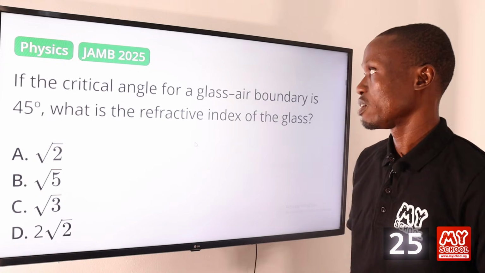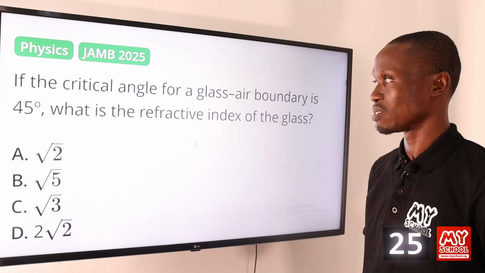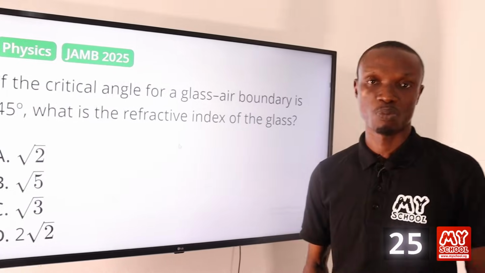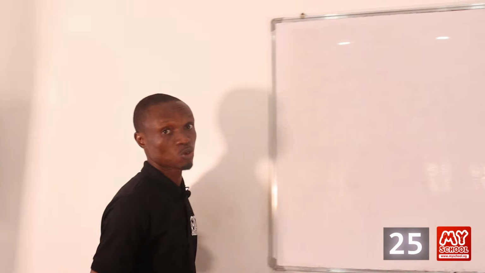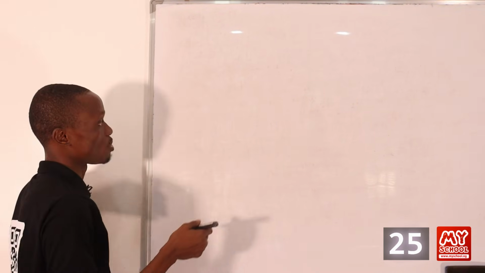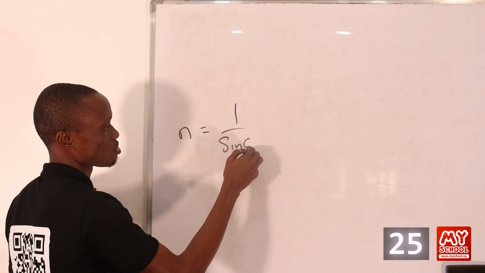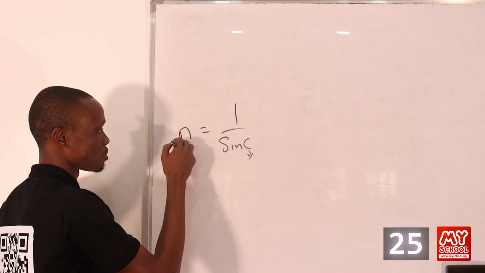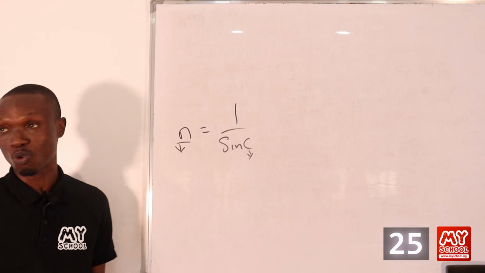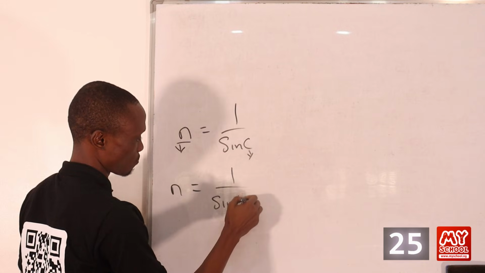Question 25. If the critical angle for a glass air boundary is 45 degrees, what is the refractive index of the glass? Let's move over to the board to provide answer to this question. There's a relationship between critical angle and refractive index, and that relationship is given as n is equal to 1 over sine c, where c represents the critical angle, n represents the refractive index. Here, the critical angle is given to us to be equal to 45. So n is equal to 1 all over sine 45.